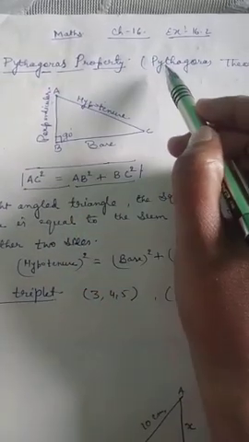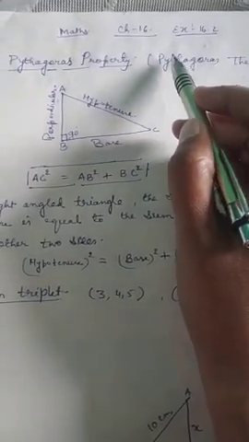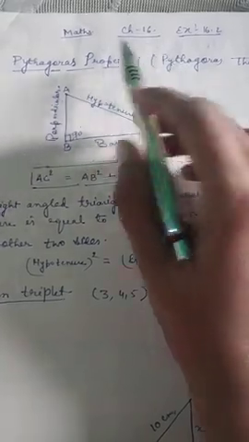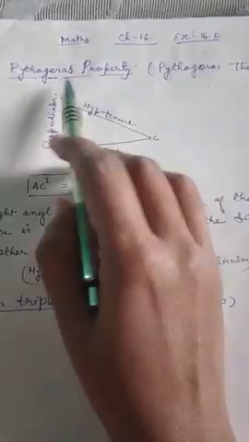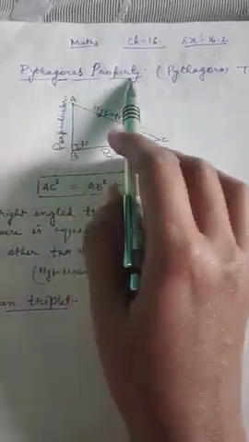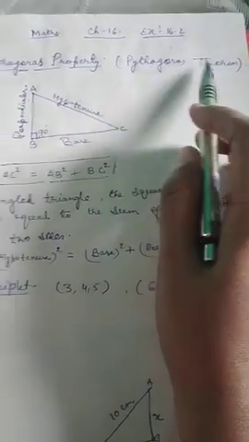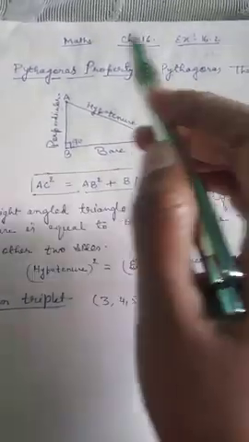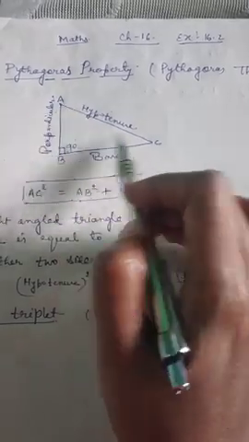Students, I have already taught exercise 16.1. I hope you all have done the questions of that exercise. Today our topic is Pythagoras property, or you can say Pythagoras theorem also. Pythagoras theorem is based on a right angle triangle.